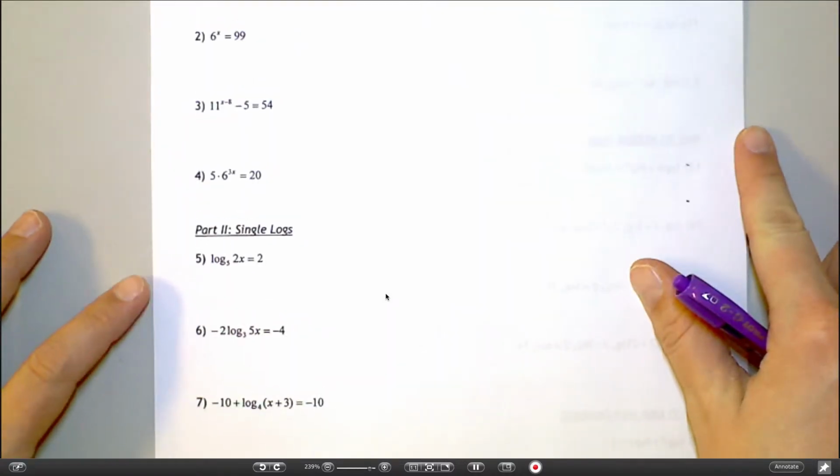Okay, number 6. So in number 6, again, just to kind of start with a general strategy, I have a log and a number. So ultimately I'm going to want to rewrite this as an exponent to solve it. But I've got to get rid of any numbers that are outside of the log first. So what should we get rid of in number 6?